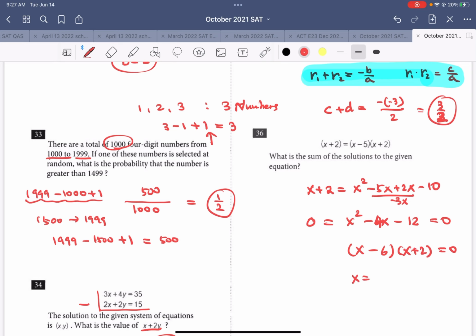So for x, I got negative 2 and 6. They ask you what is the sum of those solutions. So negative 2 plus 6 is 4. That's your final answer. So you simplify, then factor, and then solve for x.